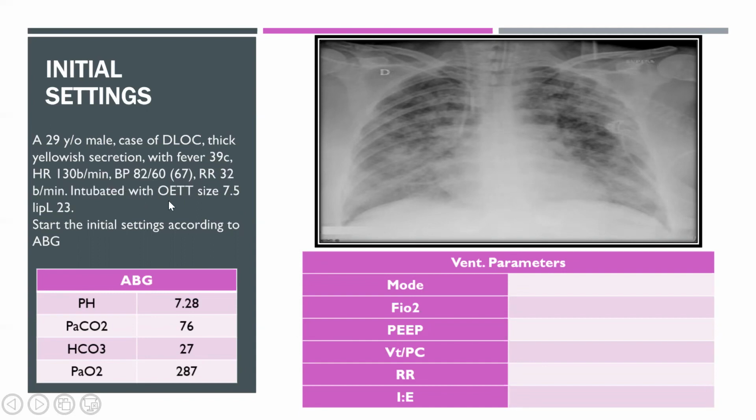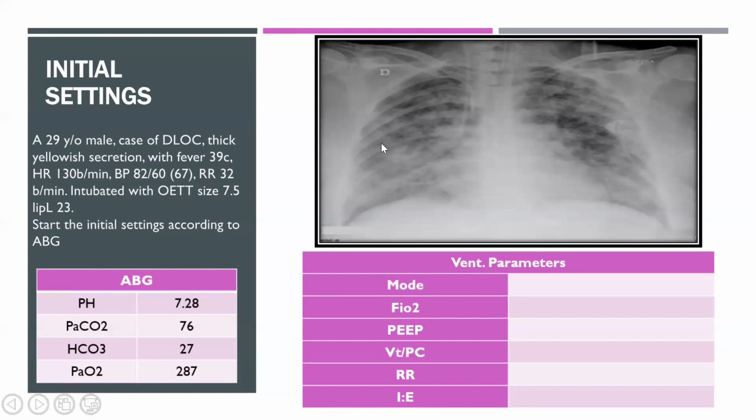And he's already been intubated with the tube size 7.5, lip level at 23. How do we check the tube level? From the chest X-ray. As you can see here, this is the tip of the tube, and this is the carina. So we have a very long distance here. That means the tube is short. We have to push at least 2 centimeters. We should have a gap between the carina and the tube tip of more than 2 centimeters, 1 inch.